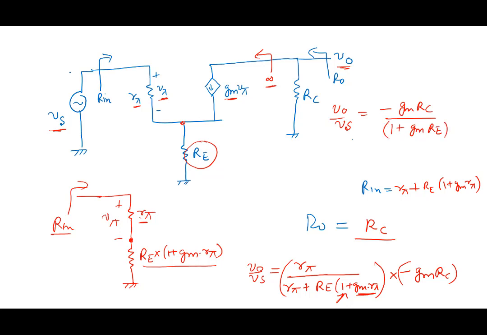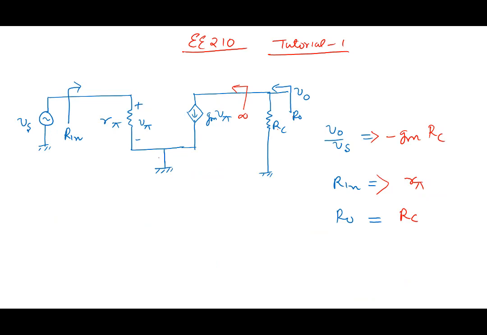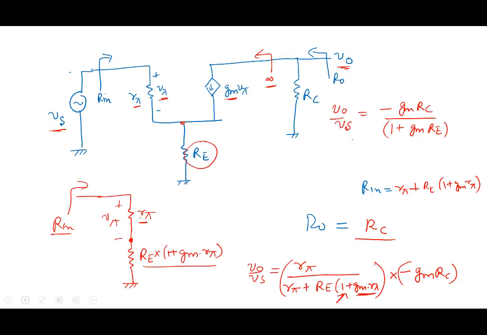So if you go back and look at the previous case, when there was no RE here, the gain of the circuit V0 by Vs was GMRC. When you put a resistor RE, the gain becomes GMRC by 1 plus GMRE. Right? So the gain has decreased by this factor, 1 plus GMRE. And input resistance is increased to R pi plus RE times 1 plus GMRE, and output resistance R naught is still equal to RC, which is there here.